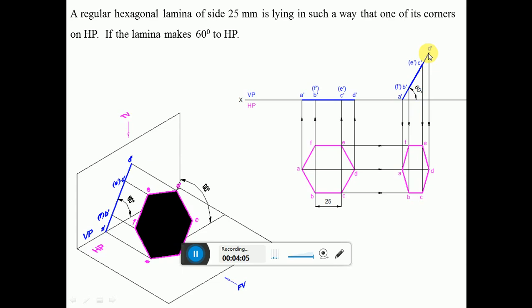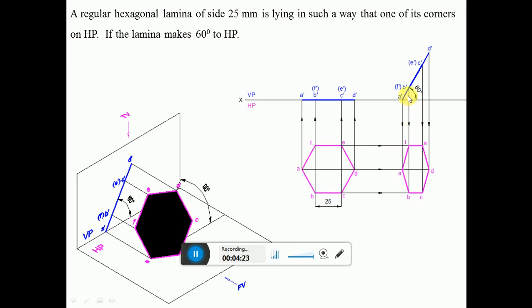Then I need to draw the top view. How to draw the top view? Draw a vertical projector from A dash and also from D dash. Draw a horizontal projector from the top view of the first position A and D to get the point AD.